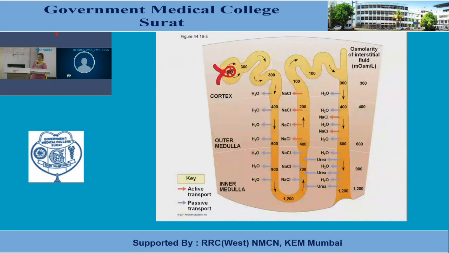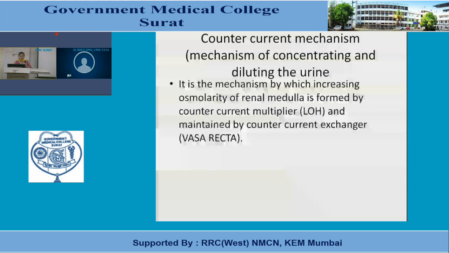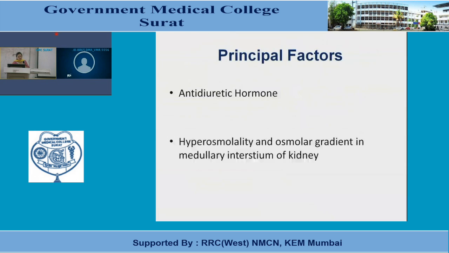So water conservation is very important when we go in a very hot climate, where water conservation has to be very important. So this is the same mechanism, a different diagram. You can see this is antidiuresis because ADH is present. So the countercurrent mechanism is in the countercurrent multiplier system and the countercurrent exchanger system in the vasa recti. We have two principal factors: the hyperosmolar osmotic gradient, that is the medullary interstitium of the kidney, and antidiuretic hormone.